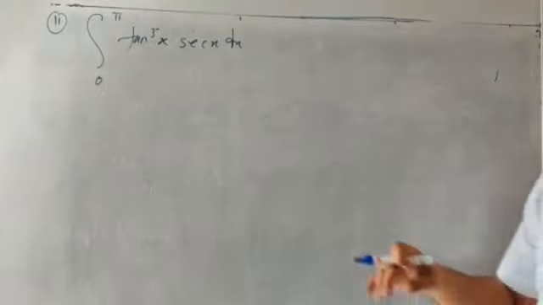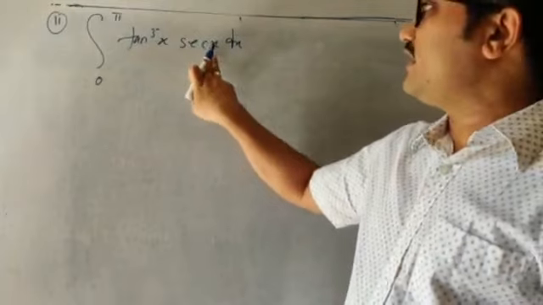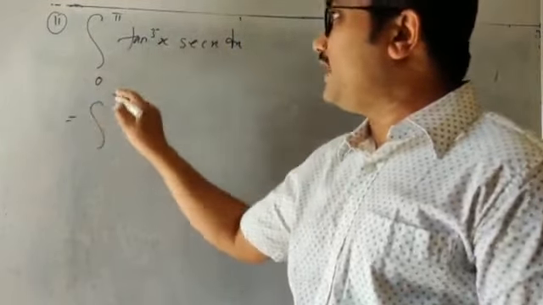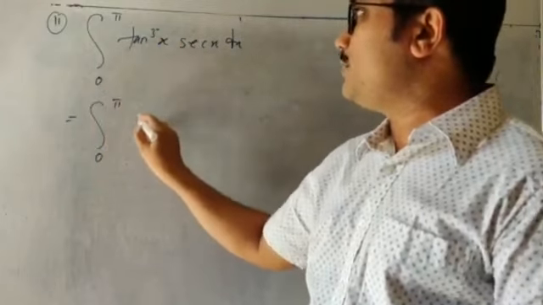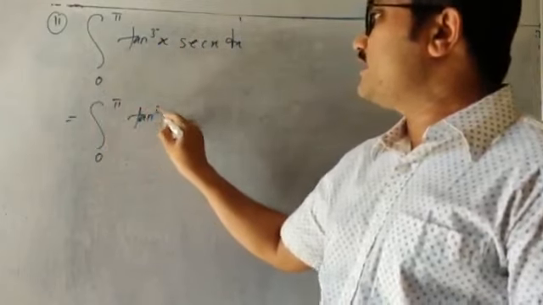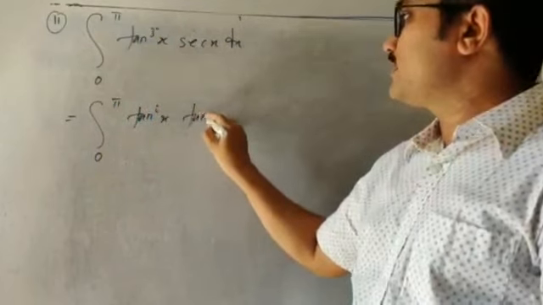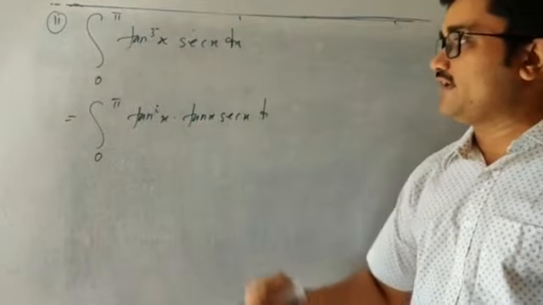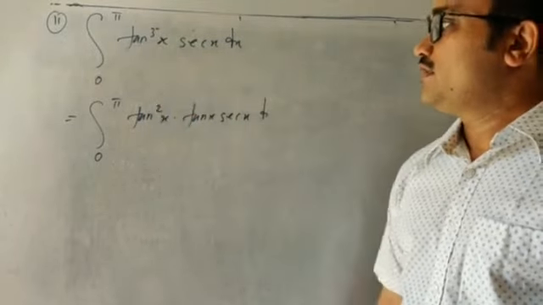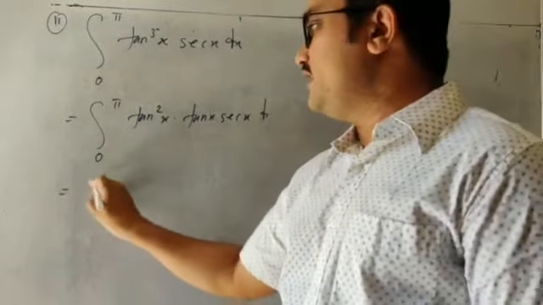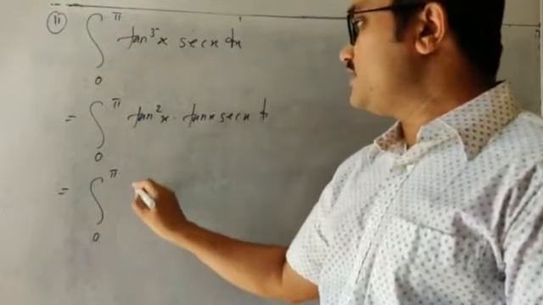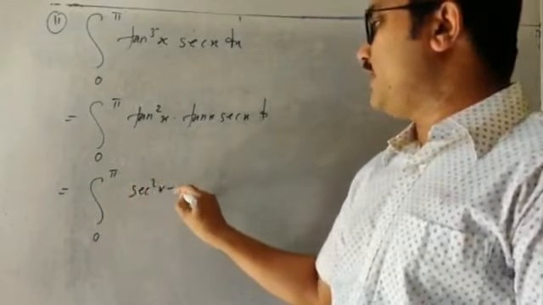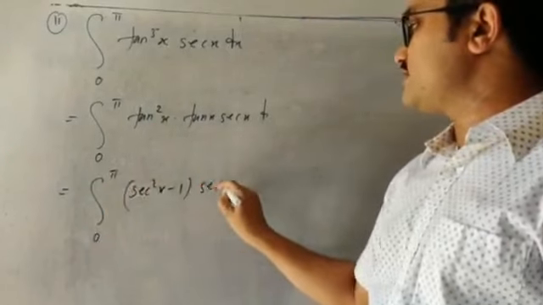Now in this integral, we know the derivative of sec theta is sec theta into tan theta. So we need to simplify, adjust it first. This is integration 0 to pi, which can be written as tan square x into tan x into sec x. Right? So this tan cube is written as tan square into tan. Now this tan square can be written as sec square x minus 1, and into sec x tan x.